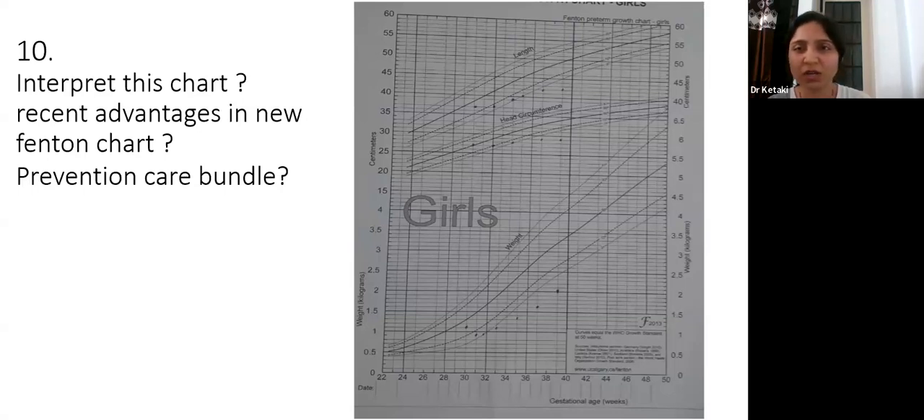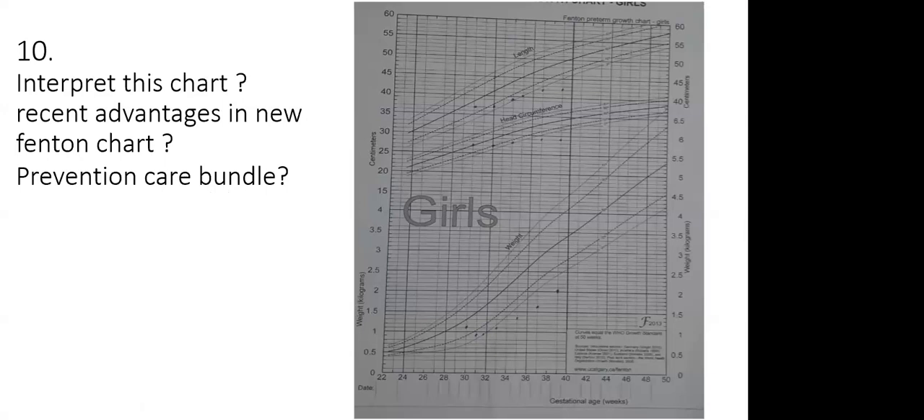Then again, someone can ask you what is the difference between the first one, second one and third one? Why is it better? What are the changes? Okay, then can you quickly tell me what is this EUGR prevention care bundle? What bundle care will you give? How will you prevent EUGR? So early enteral nutrition, adequate calories, fortification.